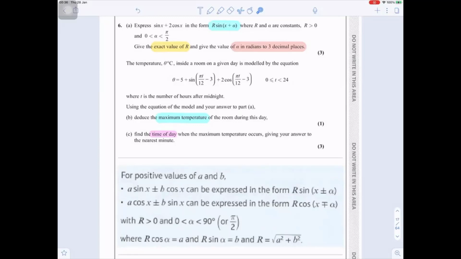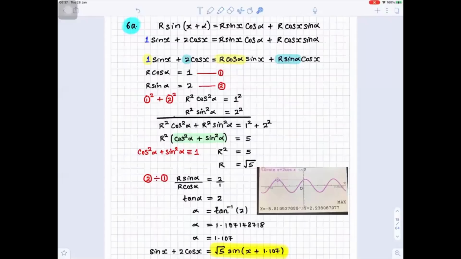So a sine x plus or minus b cos x can be expressed in the form r sine (x plus or minus alpha). So we're going to use this first one to help us to do question 6. For question 6a, we will write r sine (x plus alpha) as r sine x cos alpha plus r cos x sine alpha. Now, when we compare 1 sine x plus 2 cos x, we compare it with r sine x cos alpha and r cos x sine alpha.